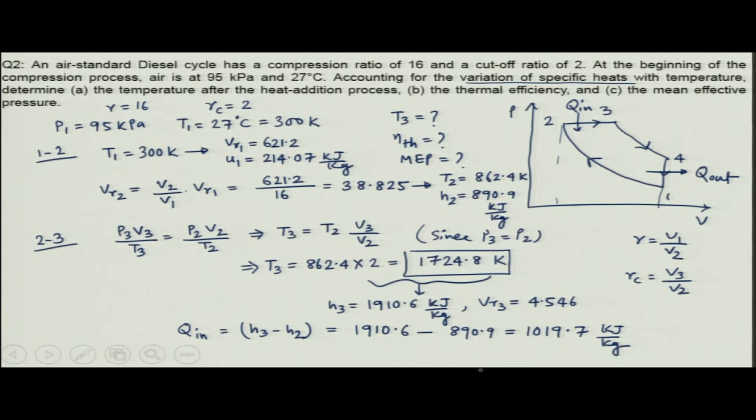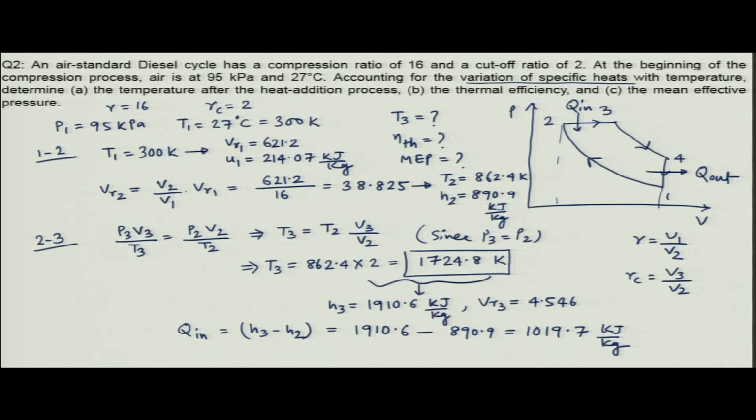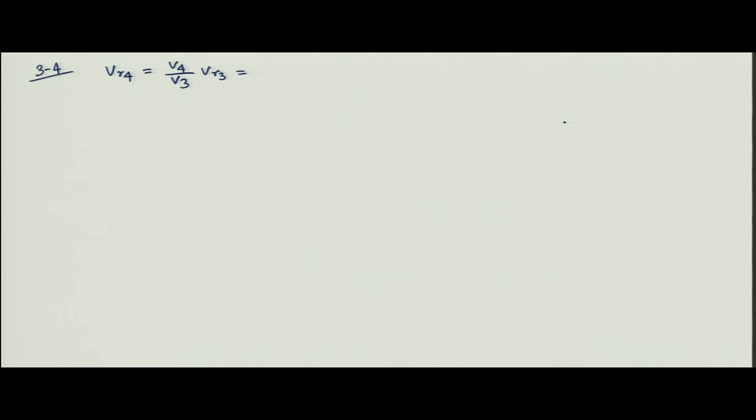Now, I will go to the next process, that is 3 to 4, the isentropic expansion process. For process 3 to 4, I can write VR4 in terms of VR3, so V4 upon V3 multiplied by VR3. Now, V4 upon V3: V4 is nothing but V1 and V3 is 2 times V2. So, I can write V3 as 2 times V2 and V4 as V1.